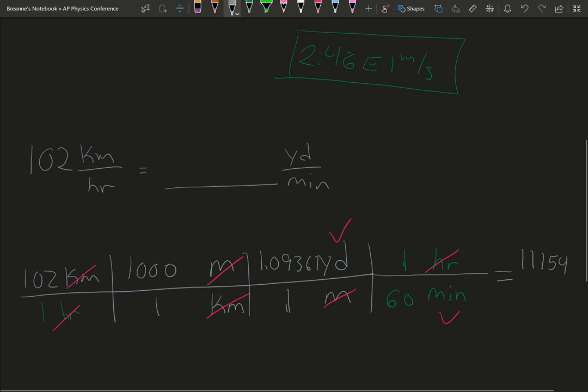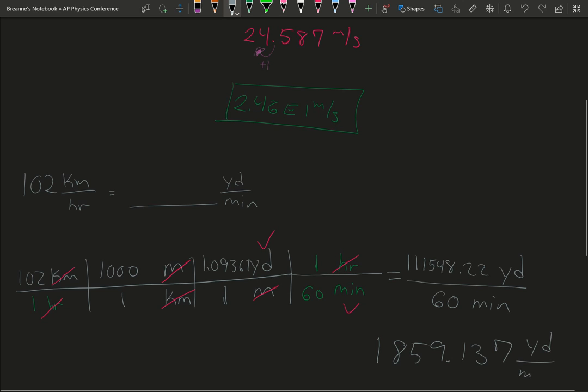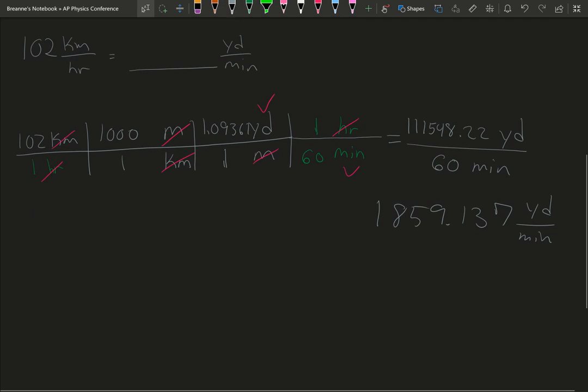111,548.22 yards, because everything else is canceled out but the yards. And then you'll do the bottom, 1 times 1 times 1 times 60 just gives you 60 minutes. So you just divide that number by 60, and you get 1,859.134 yards per minute. Again, we need to put that into scientific notation.